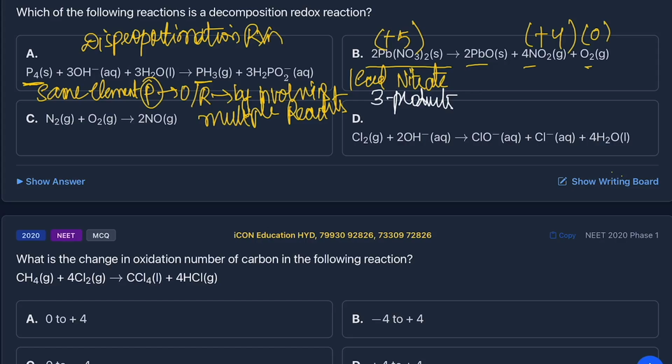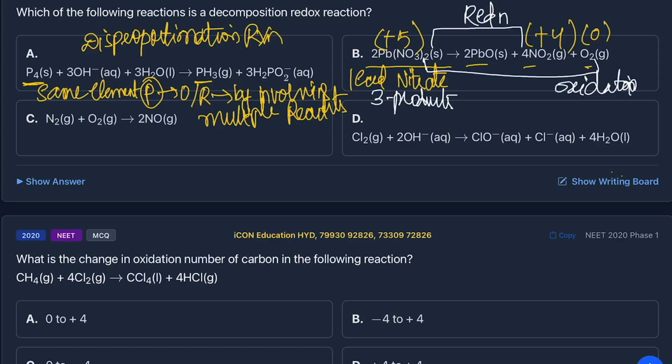From +5 to +4, a decrease in oxidation state happens. This is called reduction. And from +5 to 0, what is happening here? Oxidation. It is oxidation and this is reduction. Here reduction is happening and oxidation is also happening.